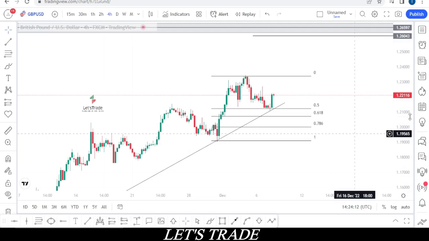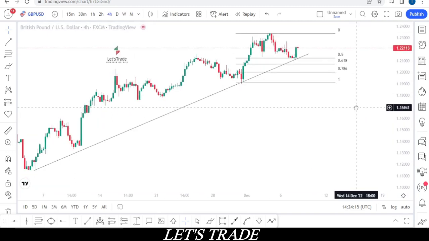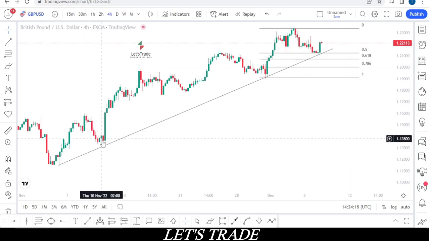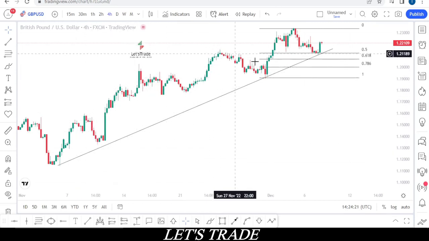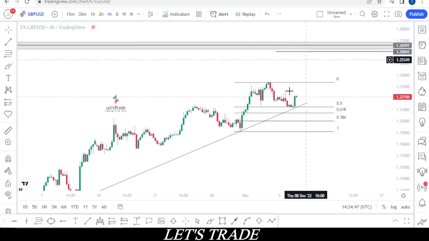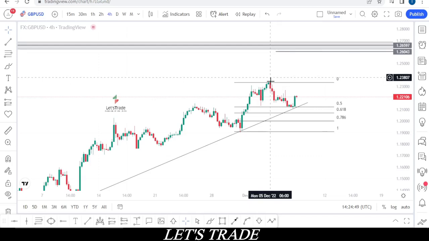But in a typical market structure environment, price needs to consistently create higher highs and higher lows. If this is a higher low, then what should we be expecting? We should be expecting a new higher high. However, our take profit is around here. All right, the most recent swing high is where our take profit level is at the moment. All right, so this is how we took this trade.